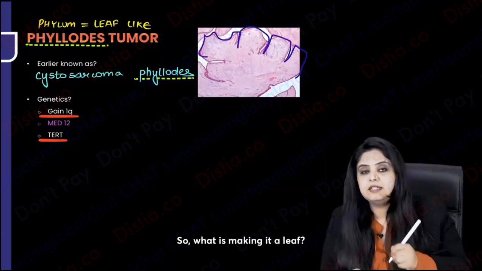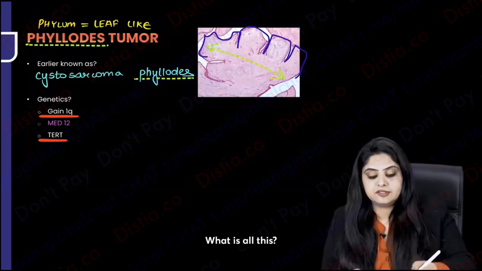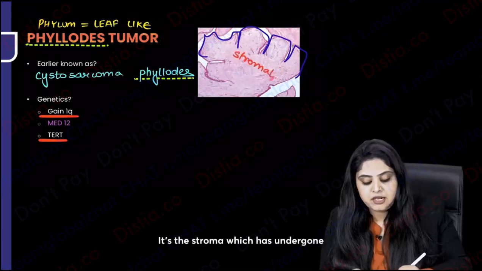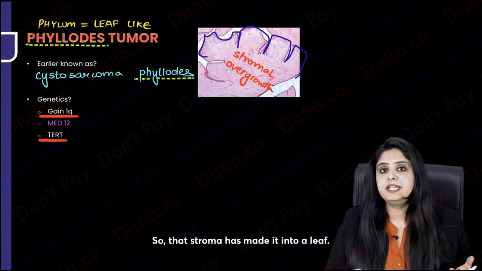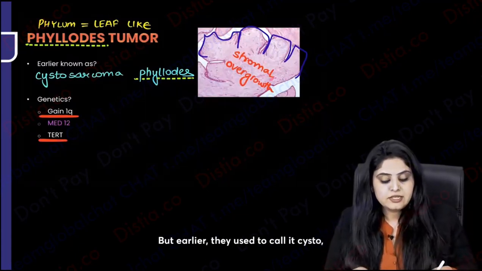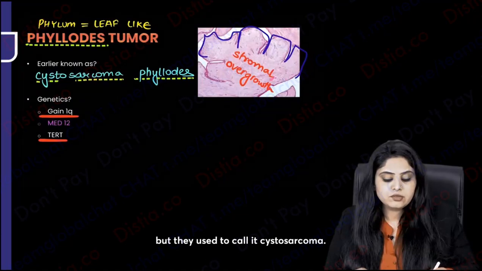So what is making it a leaf? Actually, what is all of this that is present from here to here? What is all this? Guys, this is the stroma. It's the stroma which has undergone a lot of overgrowth. This is the stromal overgrowth. So that stroma has made it into a leaf. So phyllodes word I've understood, but earlier they used to call it cysto, means there could be a cyst, okay, but they used to call it cystosarcoma.